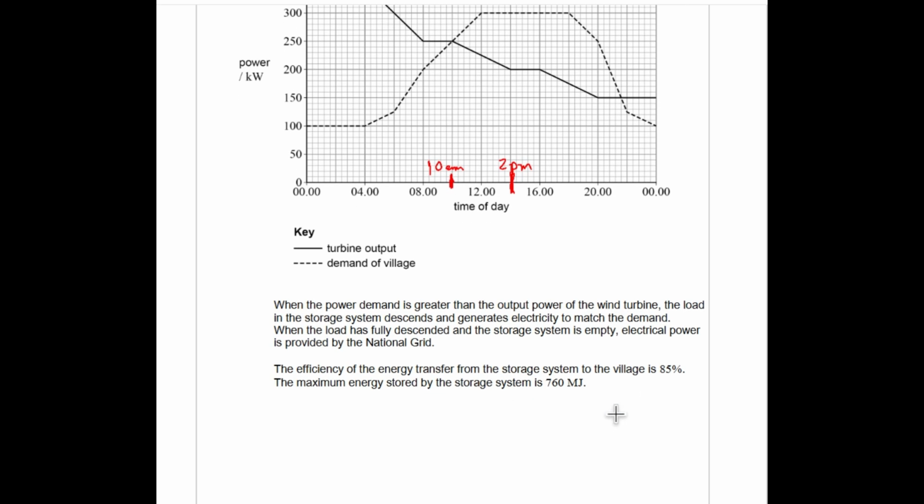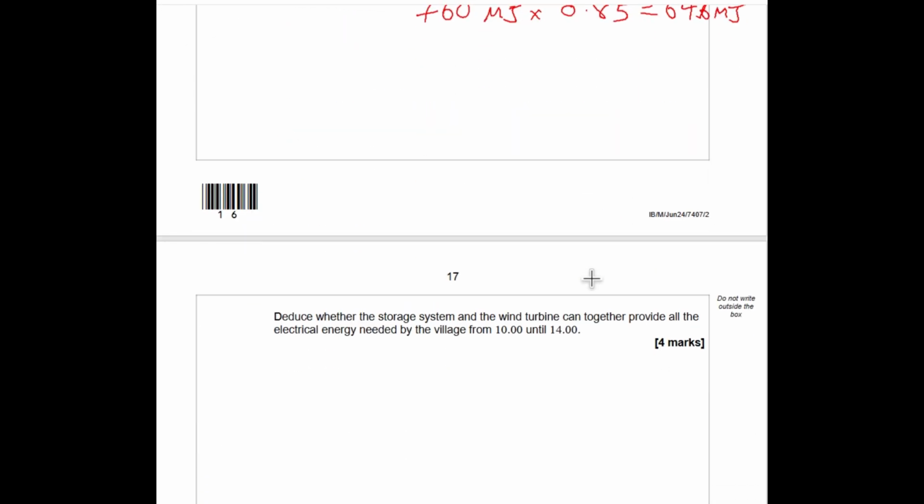So what we can do for a start, the storage system is 85% efficient, so let's work out 85% of 760. So 760 megajoules times 0.85. Let me just put that in my calculator. So that's about 646 megajoules.